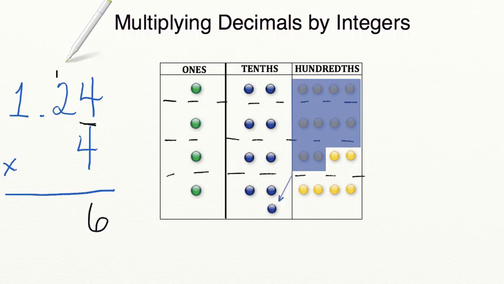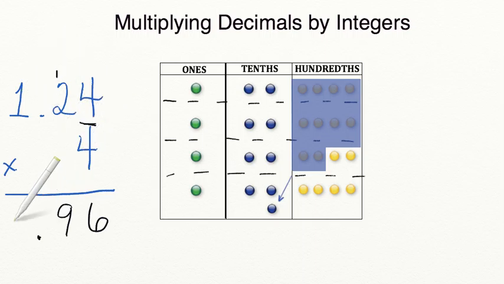So let's continue on and multiply 4 times 2. 4 times 2 equals 8, plus 1 equals 9. That means we should have 9/10. Let's count. 1, 2, 3, 4, 5, 6, 7, 8, 9. So we have 9/10. We bring down our decimal point and now have to multiply our ones place.